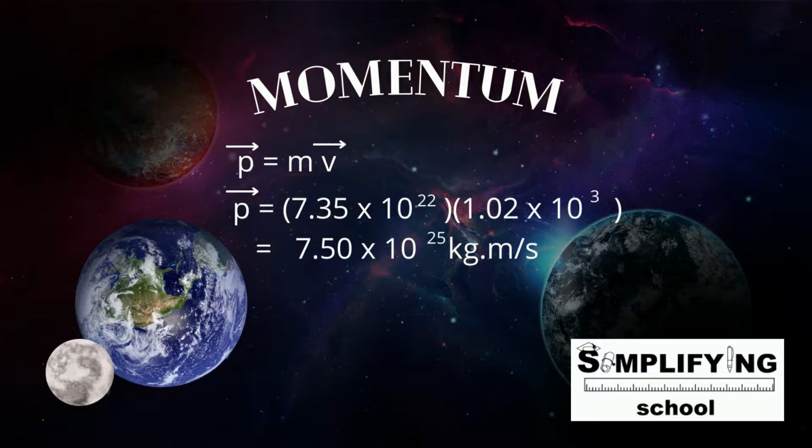Momentum is equal to mass times velocity. So we're going to multiply the mass, which is the 7.35 times 10 to the power of 22, by the answer we've just calculated. We can also put that in scientific notation, so we could say times 1.02 times 10 to the power of 3. That would give us a momentum of 7.50 times 10 to the power of 25 kilograms times meters per second. The magnitude of the momentum of the moon is therefore 7.50 times 10 to the power of 25 kilograms meter per second.